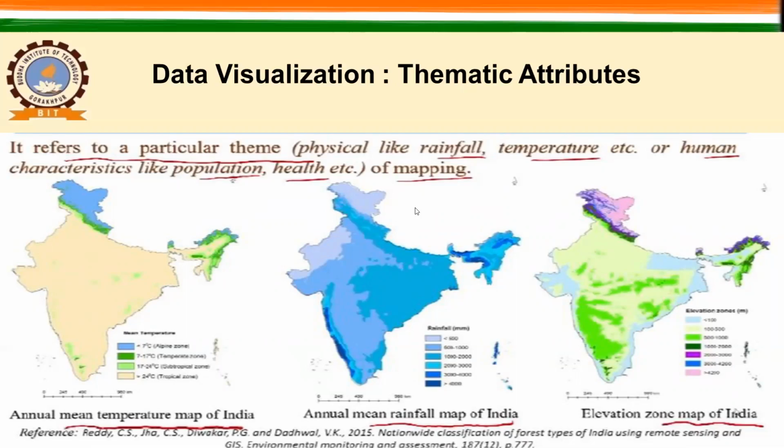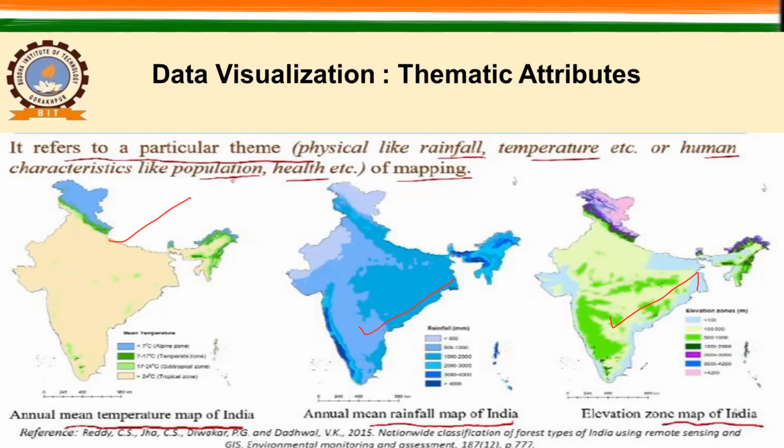There is another example of the thematic map. So here this is the annual mean temperature of India, right? This is another, the annual mean rainfall map of India, and this is the elevation zone map of India. So here you can see there are basically three things: annual mean temperature of India, annual mean rainfall of India, and elevation zone map of India, right? So these are the thematic maps because each of them is having a different theme or different information.